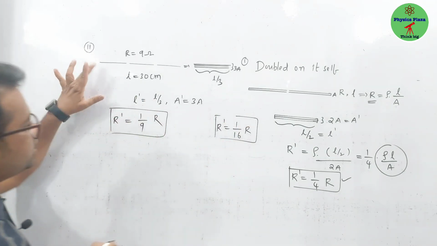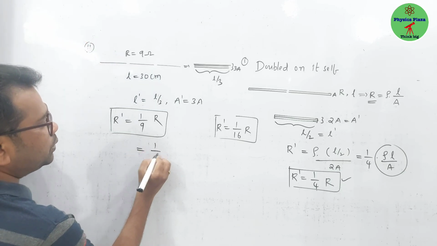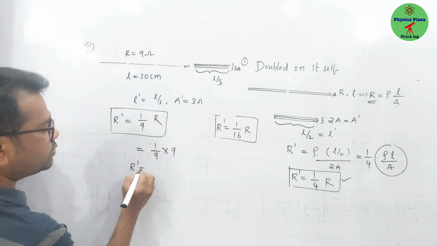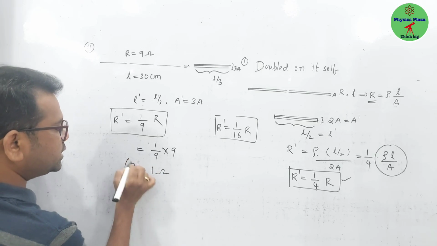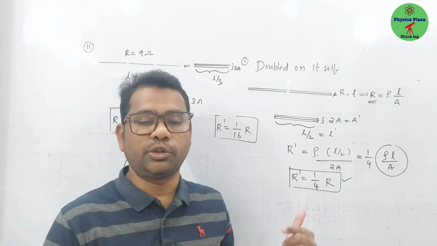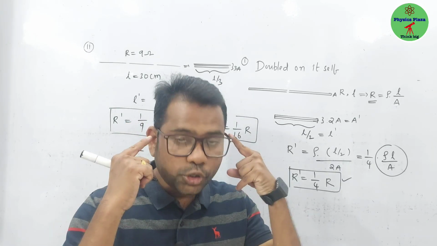Now as per this question, as it is tripled and the R value is given, it is 1 by 9 into 9. Both will get cancelled, so the new resistance will be 1 ohm. That's it. Children, this numerical and the previous two numericals are not direct formula based. We just have to use the concept.